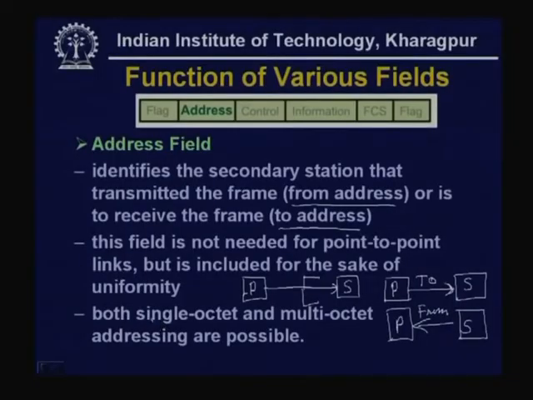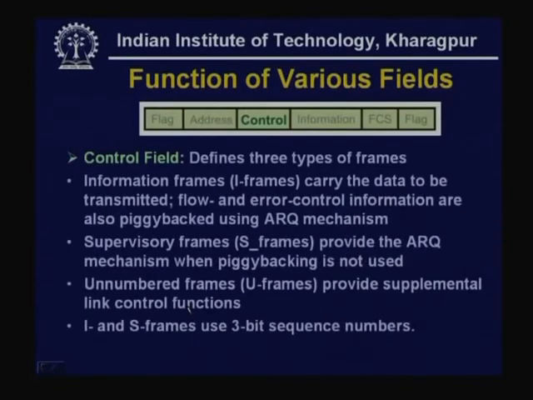So, whenever this address is a single octet, or 1 byte, you can have 128 addresses, but there is a provision for multi-octet addressing. In such cases, obviously, the number of machines that you can have in a multi-point communication can exceed 128. So, there is provision for multi-point, multi-octet addressing, but single octet is the most commonly used one. Now, let us focus on the third field, that is the control field.